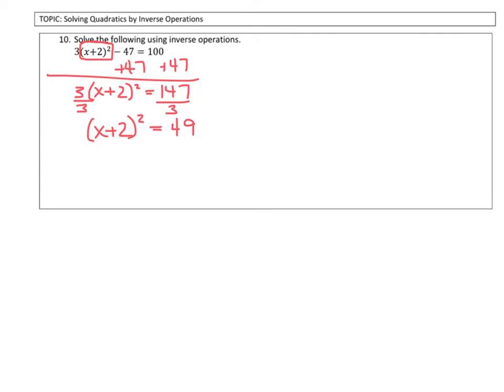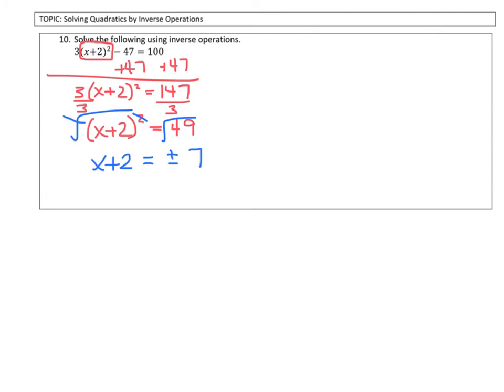At this point I'm ready to take the square root of both sides. We do this because the inverse operation to squaring something is taking its square root. So the squaring and the square root cancel each other out, leaving just x plus 2 on the left. On the right-hand side, when we take the square root within an equation, it is critical to remember that we get two answers, plus and negative. The square root of 49 is 7.